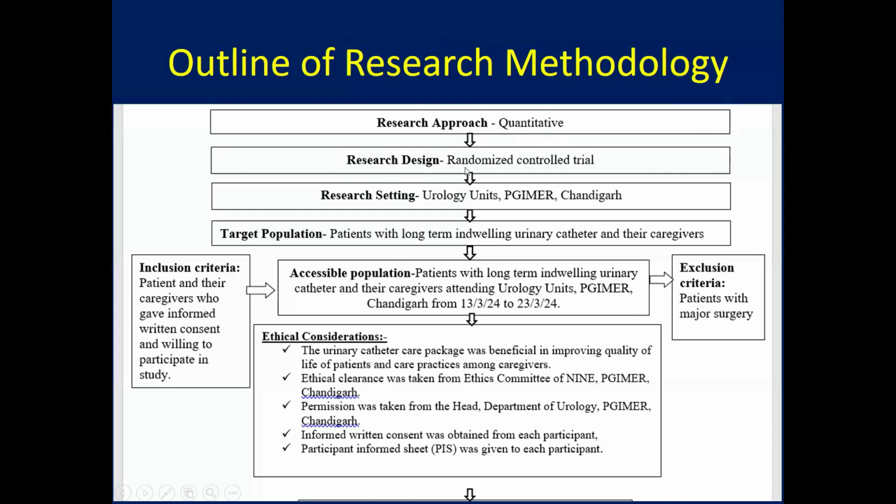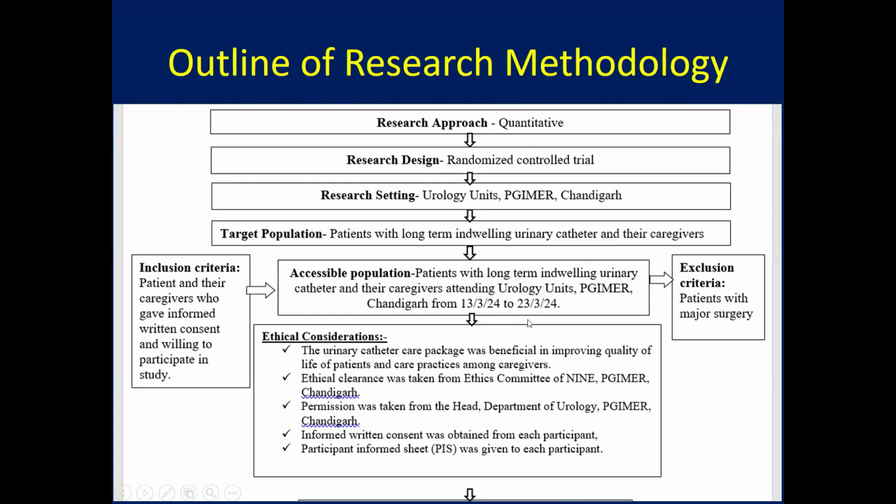Research design, we know that it's a randomized controlled trial. And research setting, urology units, PGIMER Chandigarh, and target population, patients with long-term indwelling urinary catheter and their caregivers. So both are patients and caregivers. These are our target population. And what is accessible population? Patients with long-term indwelling urinary catheter and their caregivers attending urology units, PGIMER Chandigarh, from this to this.